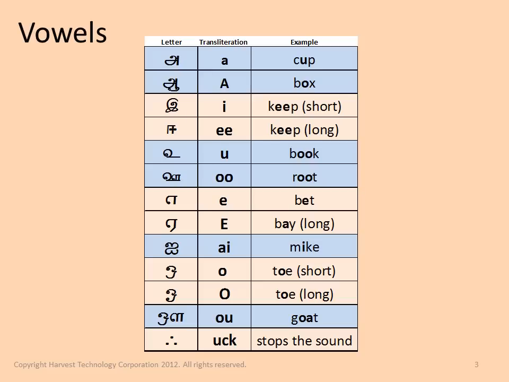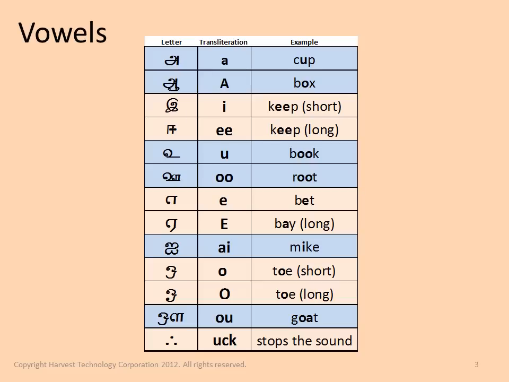So the first vowel is "uh." It's pronounced like the short U sound in cup. The next vowel is "ah." It's pronounced like the short O sound in box. So these first two vowels are a pair, short and long. As you can see, they're also written very similarly.